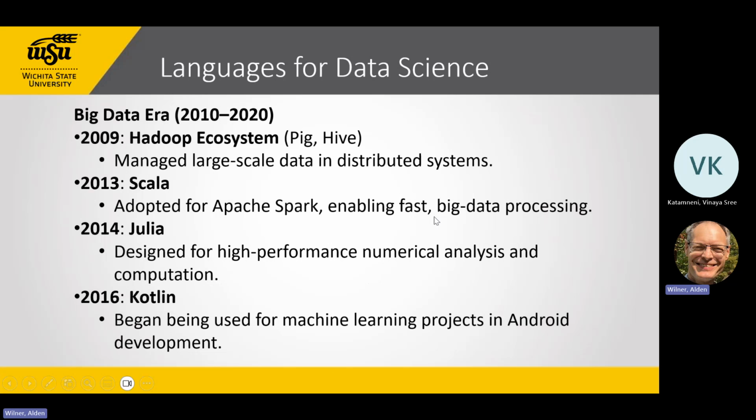Scala was released in 2013. This was created for Apache Spark, doing more fast data processing. Julia is a high-performance numerical analysis and computation language. Kotlin came along in 2016, and was used for machine learning projects in the Android space from Google.